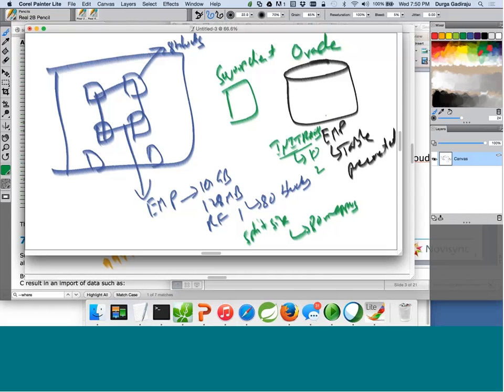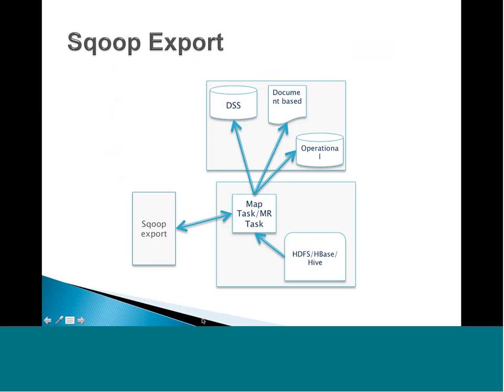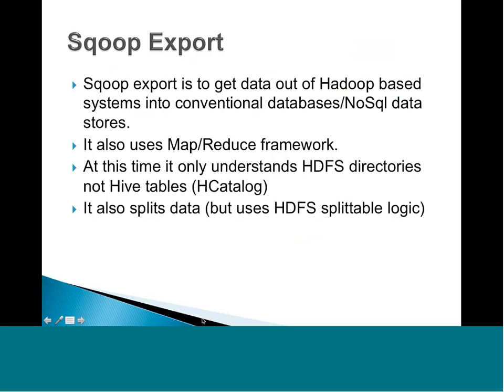So that is about Sqoop export. We have covered Sqoop import as well as Sqoop export. Now we will go to the next topic. Sqoop export is to get data out of Hadoop-based systems into conventional databases or NoSQL data stores. It uses the MapReduce framework. At this time, it only understands HDFS directories, not Hive tables.